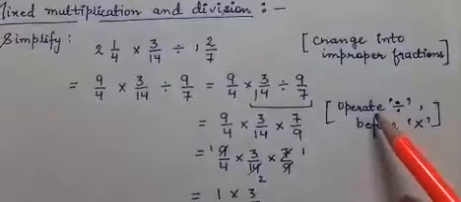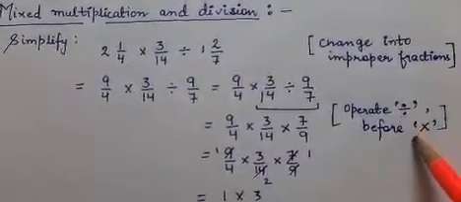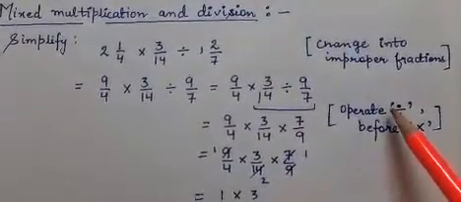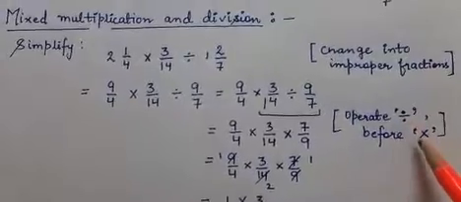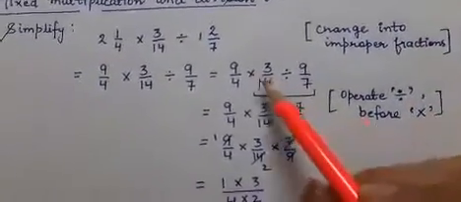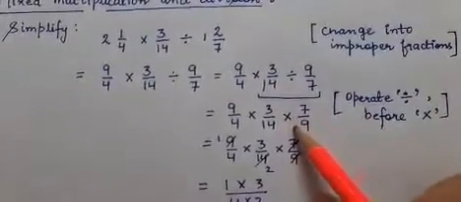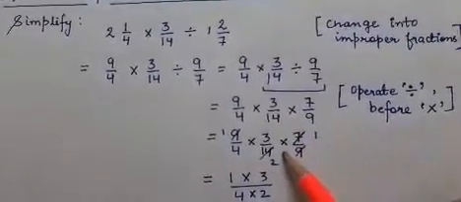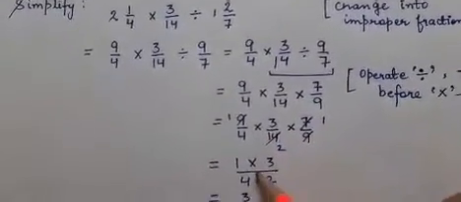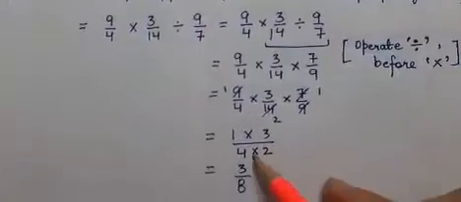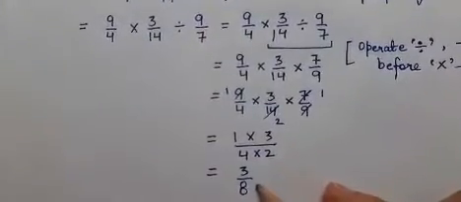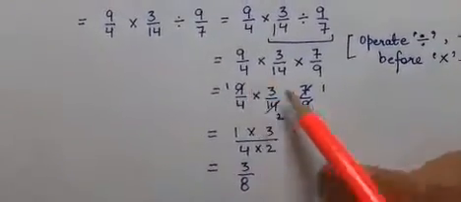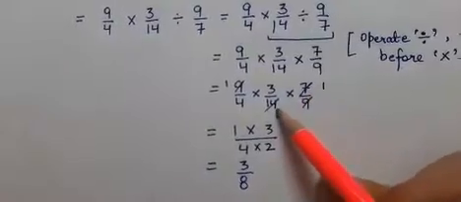So always remember when you have division and multiplication both in the sum, first we operate division and then we proceed to multiplication. So division is changed into multiplication and then I have finally solved it and I have got 3 upon 8 as the answer. 9, 1 times 9 and 7, 2 times 14.